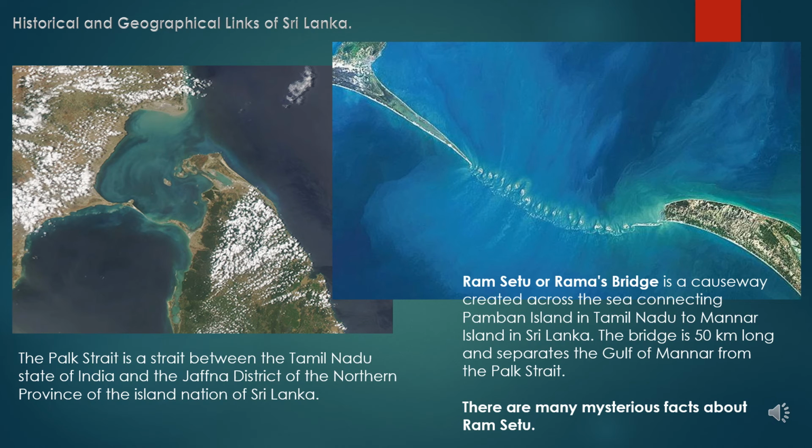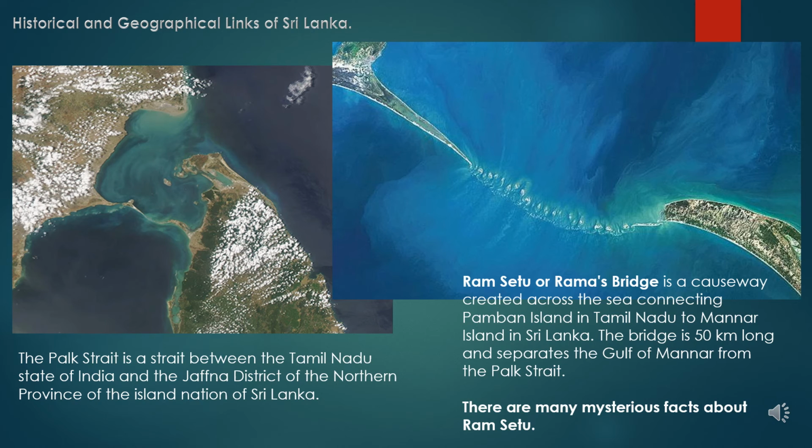I am going to tell the historical and geographical links of Sri Lanka. The Palk Strait is a strait between Tamil Nadu, a state of India, and the Jaffna district of the northern province of the island nation of Sri Lanka.